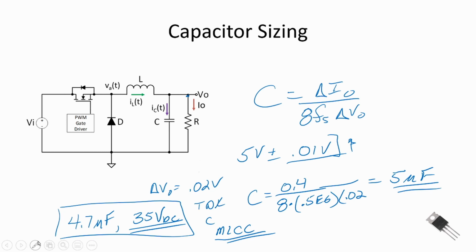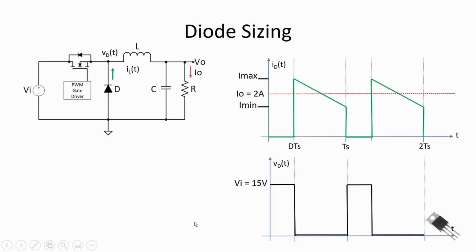Okay, we've got the inductor sized, we've got the capacitor sized. Let's look at sizing the diode. Because our efficiency spec was 92%, I'm going to go for a Schottky diode, which I don't have shown here, but I'm now going to show there. So I'm going to go for a Schottky diode.